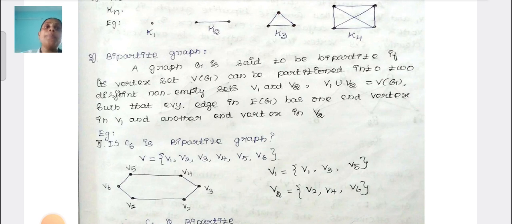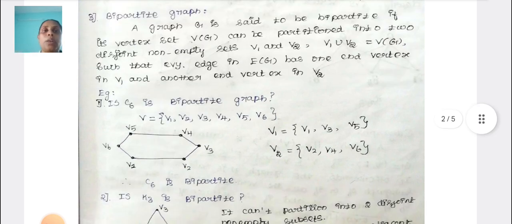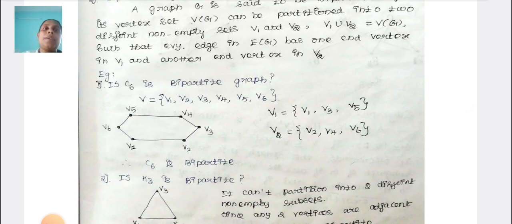a vertex set V of G can be partitioned into two disjoint non-empty sets, that is V1 and V2. Here V1 union V2 is V of G, such that every edge in E of G has one end vertex in V1 and the other end vertex in V2. Here we are going to see one example. In this example, there are 6 vertices. We are going to take V1 and V2.